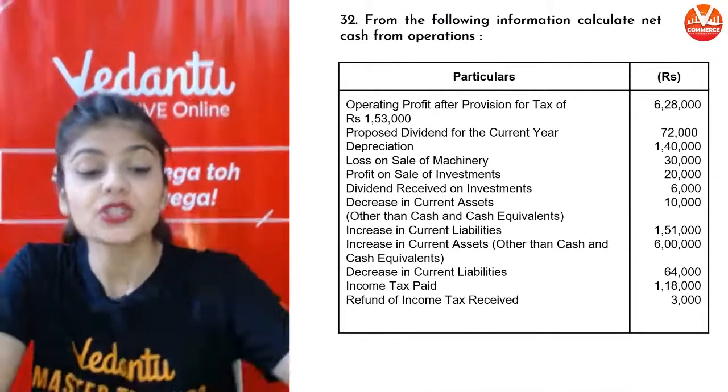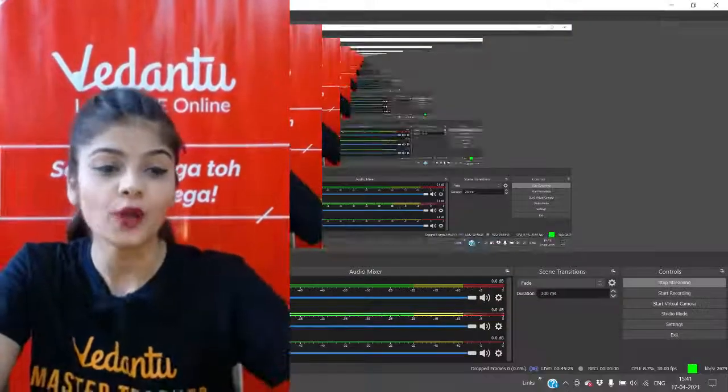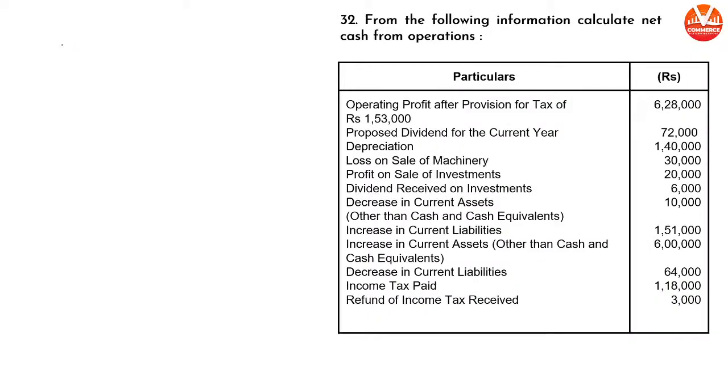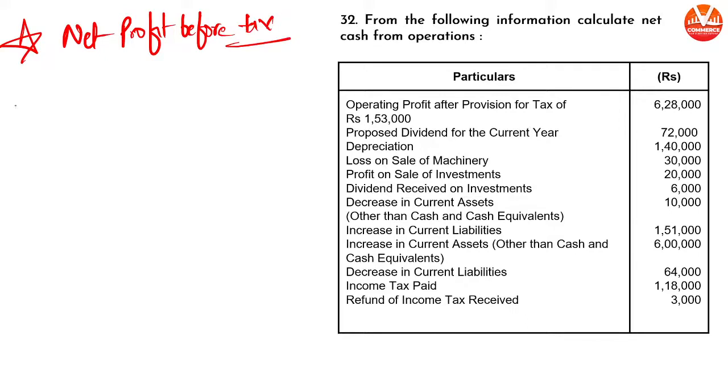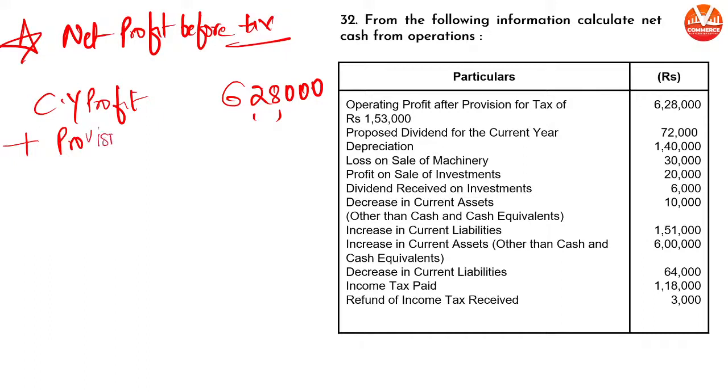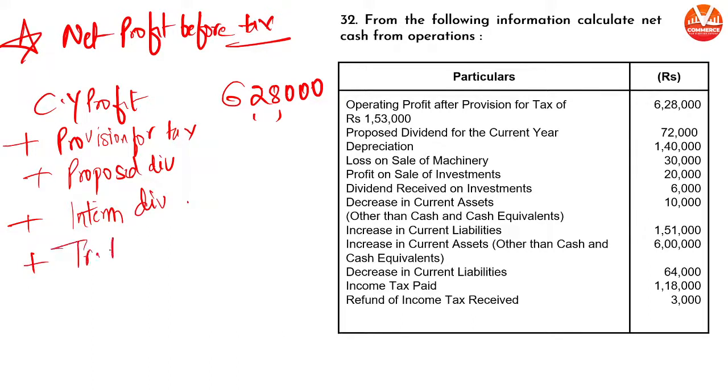Hi Nitesh. So now we will first of all calculate net profit before tax. As I have already told you, before starting the question of cash flow statement, we have to first calculate net profit before tax. So current year profit is given 6,28,000. In this you will add provision for tax, proposed dividend, interim dividend, and transfer to reserve. These 4 items are added in the current year profit to find out net profit before tax.